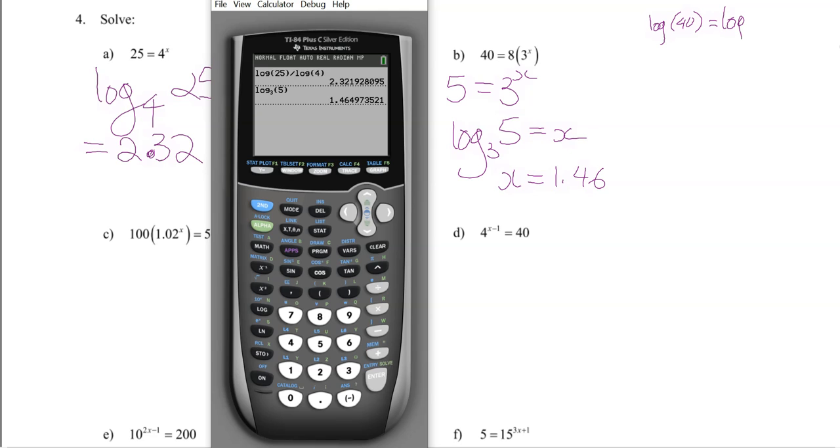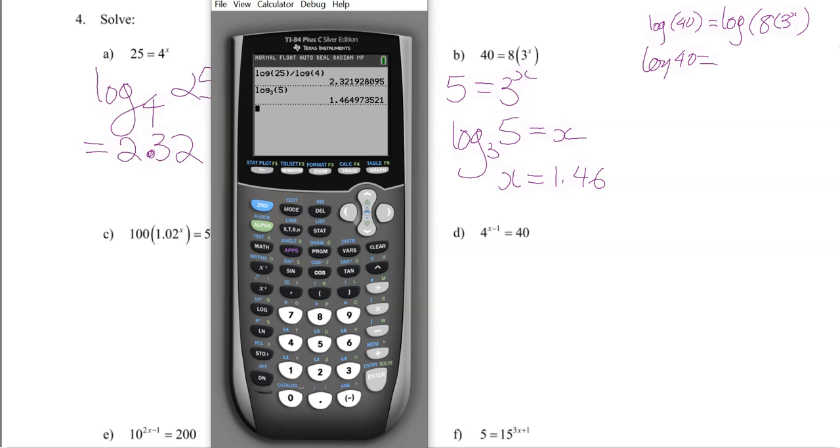Take the log. So the only way to do this would be to take the log of both sides, and then you would have to use your log laws here. So say log 40. In there I've got a product, 8 times 3 to the x. What is the log of a product? What can we do with the log of a product? We can split it out into what? The sum of the individual logs.